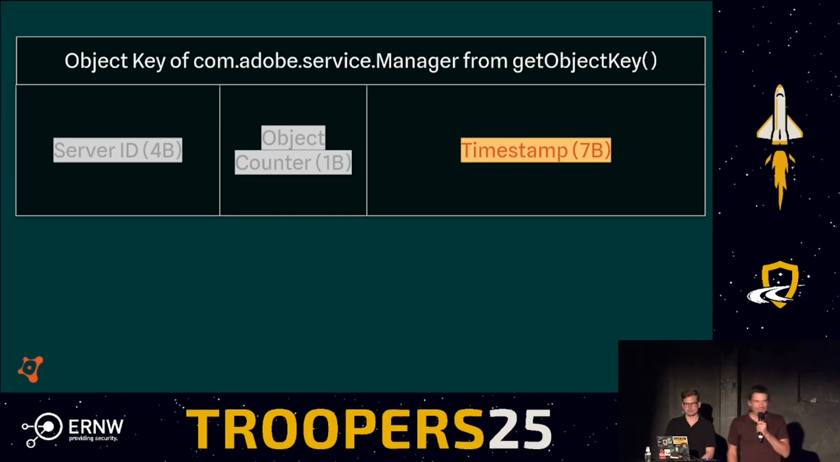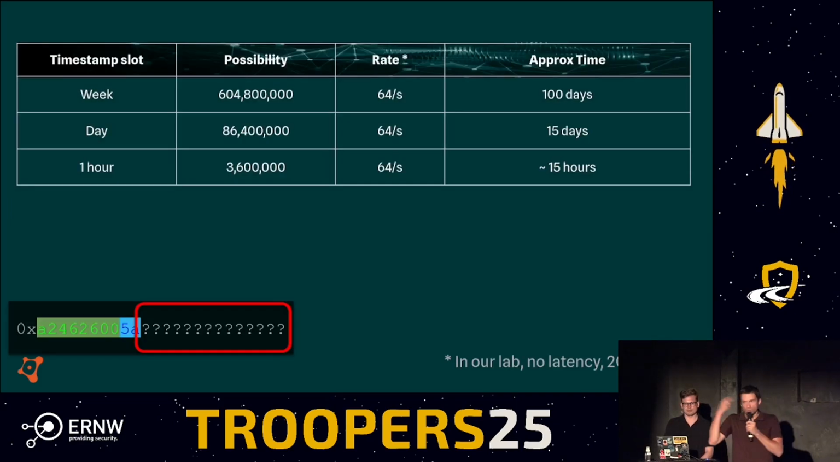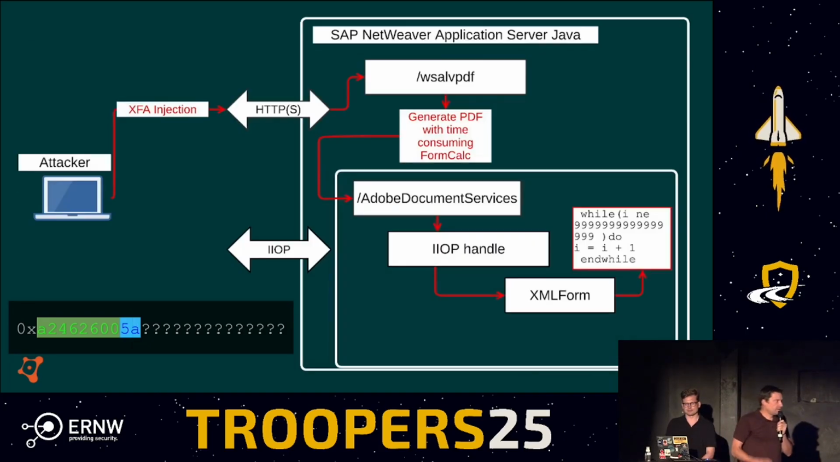Timestamp. This is a millisecond timestamp. So if you want to imagine how much time it will take to brute force, here are a few examples. This statistic was made in our lab, without latency, directly connected to the system with 20 threads and so on. For example, if you want to brute force 1 day, it will take 2 weeks. In our lab. So just imagine it over the internet, this is completely not realistic. But if we are here, it's because we found a way.